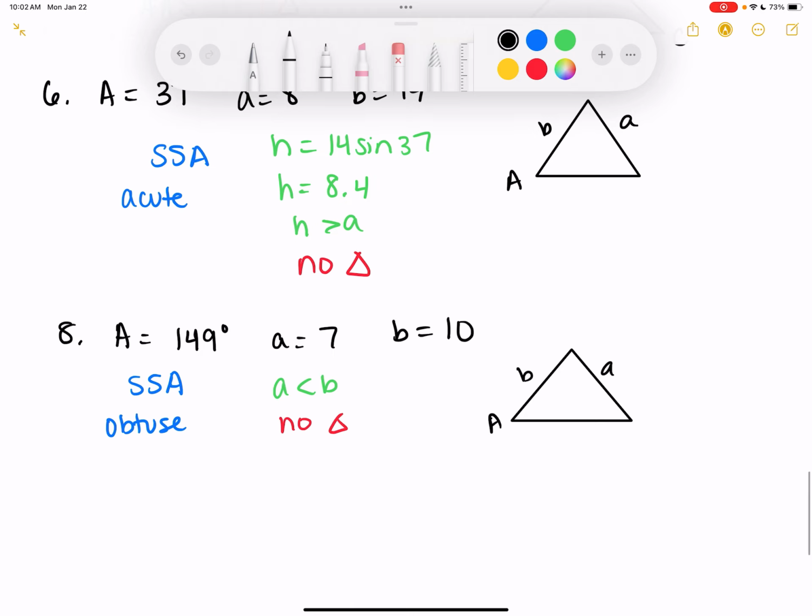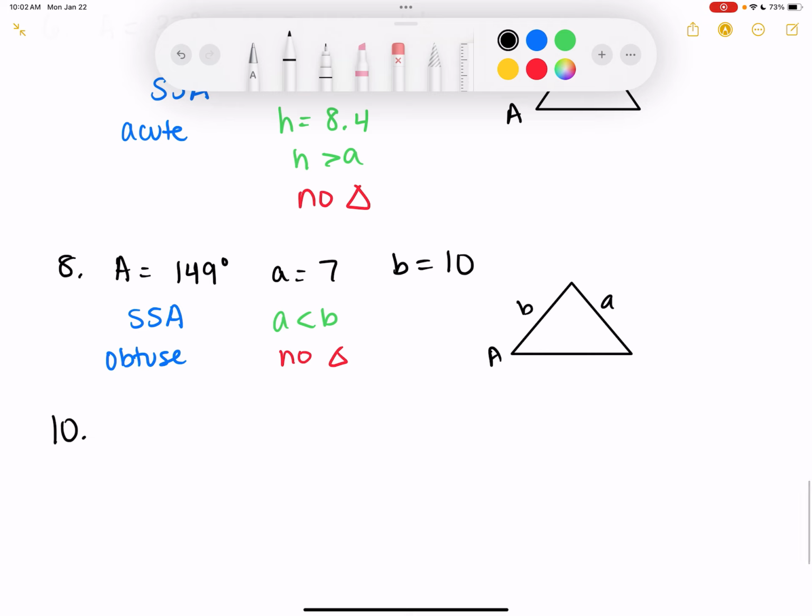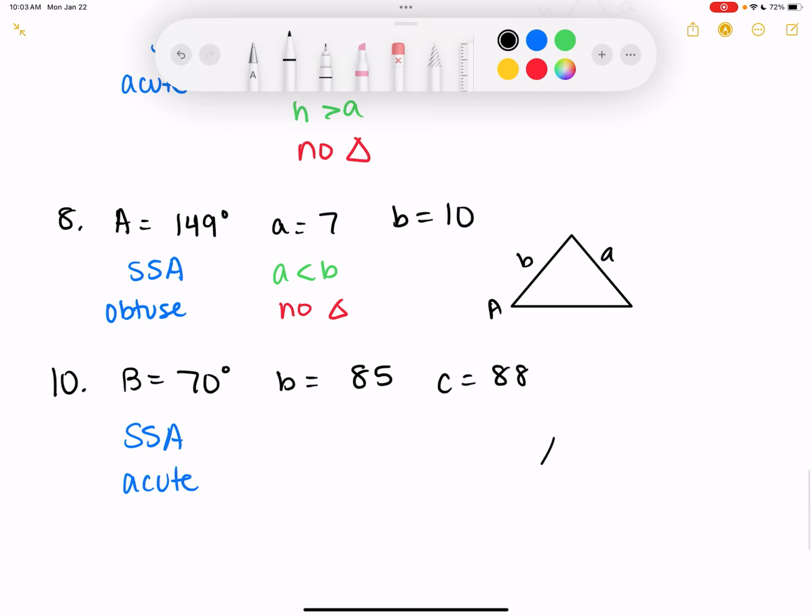All right, one more. 10. B is 70 degrees. Side B is 85, side C is 88. Okay, side, side, angle, and it's acute. So now I'm going to draw this triangle over here with the updated information. So this is different information than we've had in all the other side, side, angle ones so far, okay? So if angle B is here, it's always going to be that angle. Side B is always going to be opposite. Side C is going to go over here.